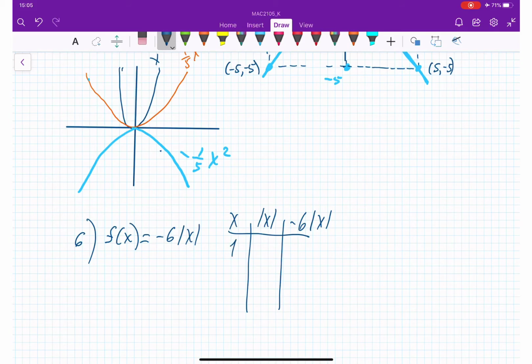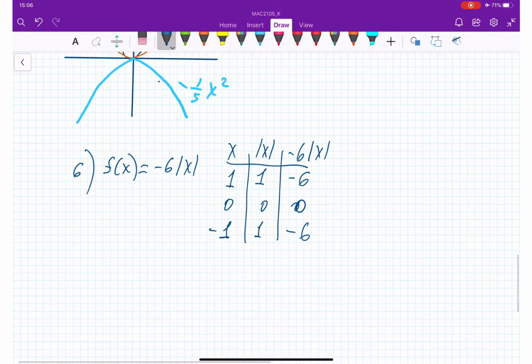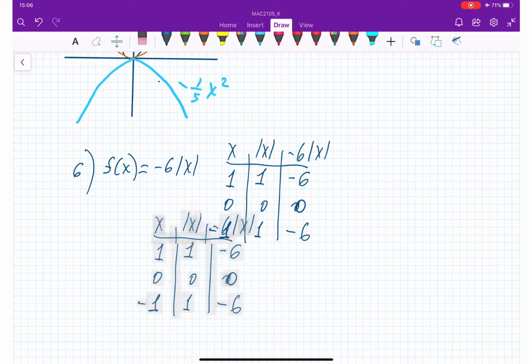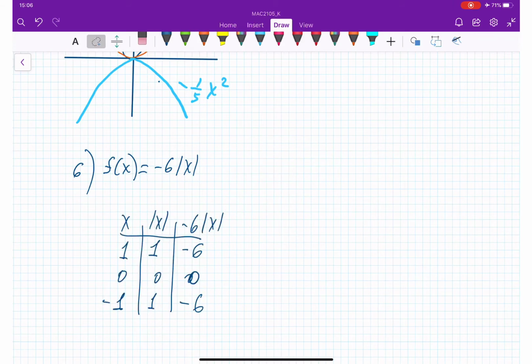If my x is 1, my absolute value of x is going to be 1. And here will be negative 6 times 1, which is negative 6. 0. Okay, let me take negative 1. Absolute value is going to be still positive 1. And 1 times negative 6 is still going to be negative 6. Okay, let's draw the graph. We know how it's going to look like, right? Because coefficient is negative, it's going to reflect across the x.